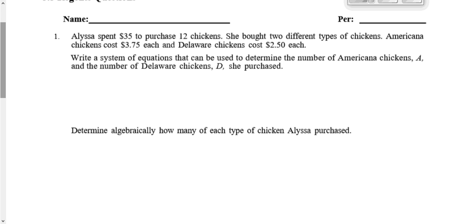What's our equation for the total of all the chickens? A plus B plus C plus D equals 12. So that's an equation for the number of them. What's our equation for the cost of all the chickens? 3.75A. Chickens are not that cheap.